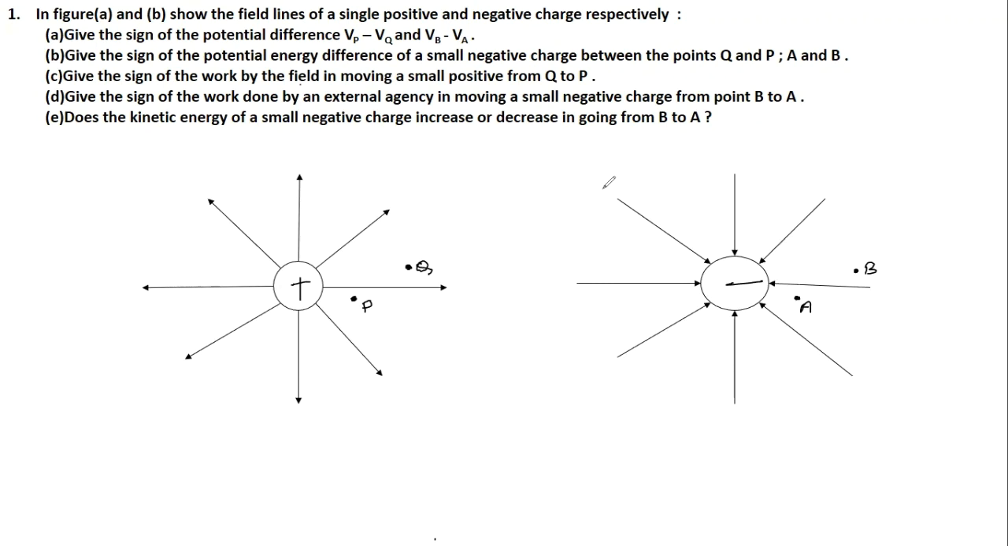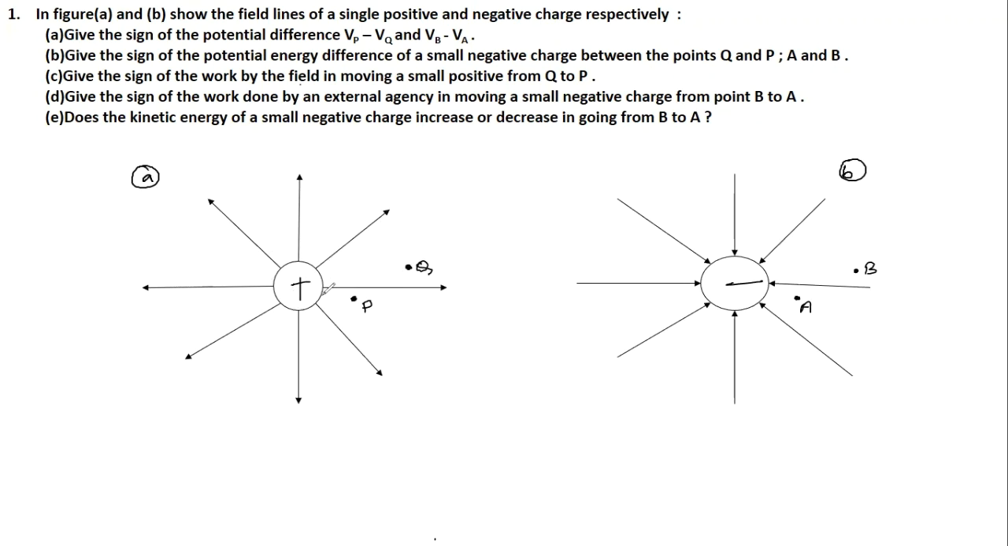So here, the first point asks: give the sign of the potential difference Vp minus Vq and Vb minus Va. You have done a similar question earlier, on how to find the sign of the potential difference for different points. So if I consider my first diagram, let's say this is my diagram A, and this is my diagram B. Okay.